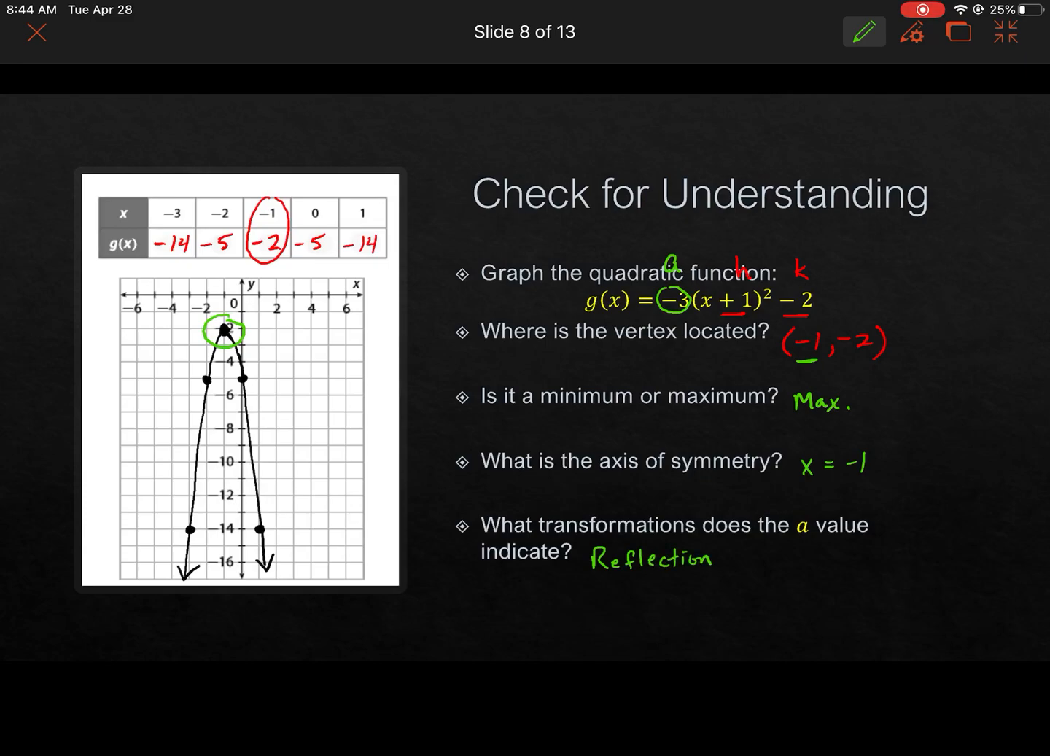And we know it's a number bigger than -1, so this is actually going to be a stretch. Okay, so those are some of the things I'm going to be expecting you to know or be able to determine without the graph, with just the function itself. Okay, so how do each of those parameters, a, h, and k, describe the graph without graphing it?